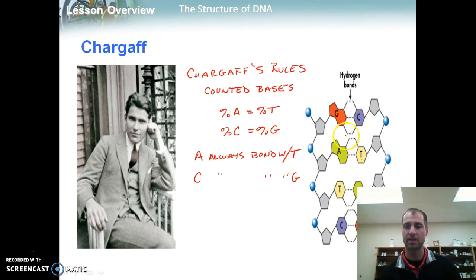And so we have this ladder structure with our rungs being the nitrogenous bases, and those nitrogenous bases are going to be linked together in a very specific way.